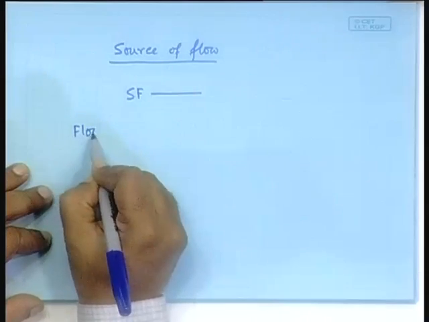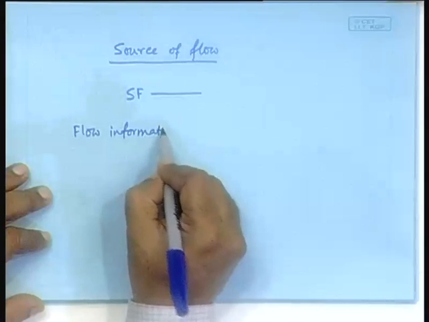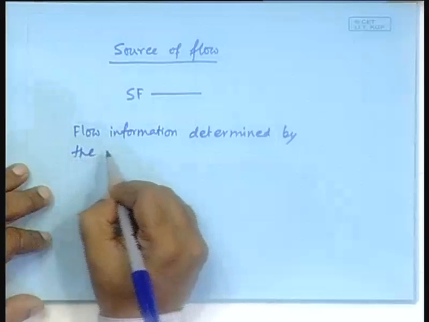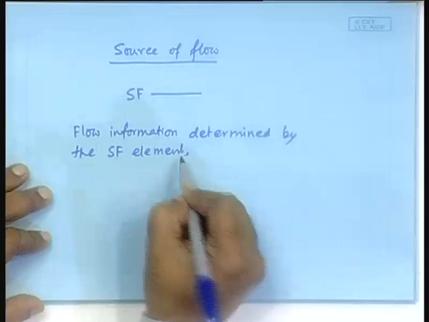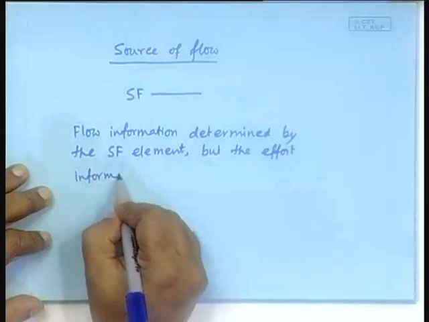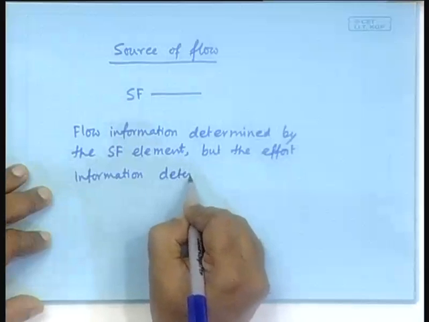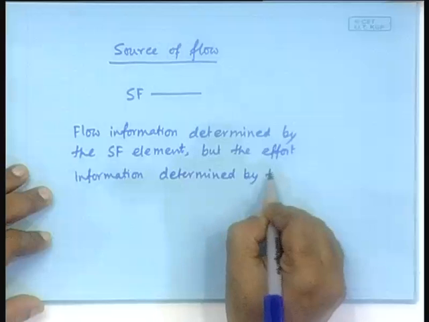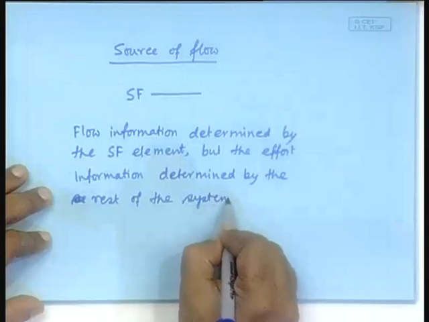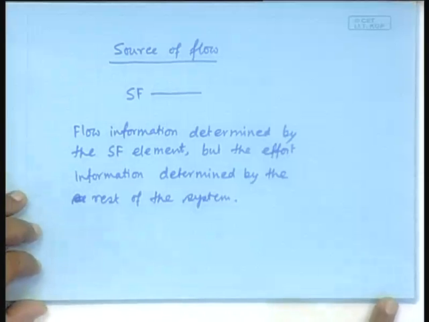What is the character of the source of flow element? That it can independently determine the flow variable, but the effort variable comes from the rest of the system. So, that is the property of the SF element, source of flow.